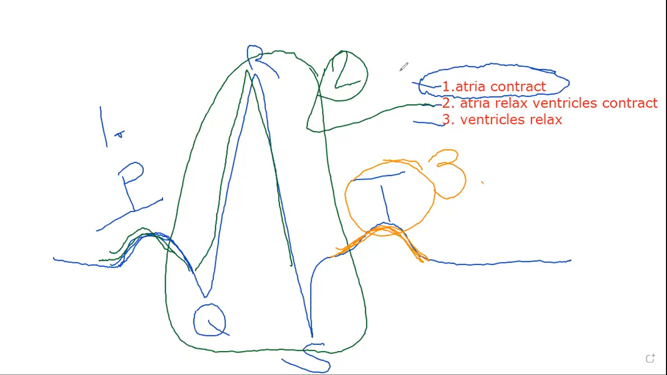So what we have is our P wave representing atrial contraction. QRS complex representing atrial relaxation and ventricular contraction. T wave, ventricular relaxation. We have a small pause and it all starts over again, hopefully. Hopefully. Because if it doesn't, you're in trouble. Does that make sense to everybody so far?